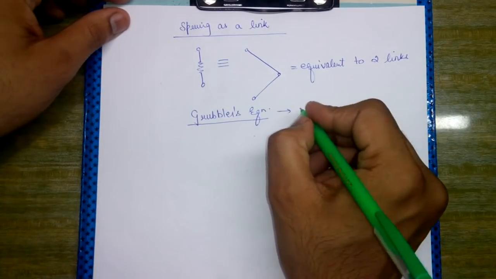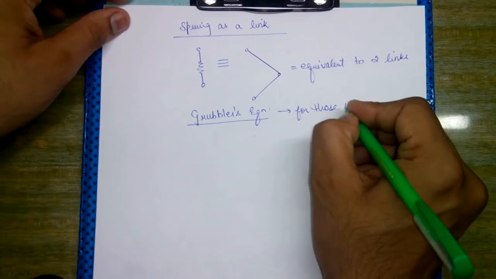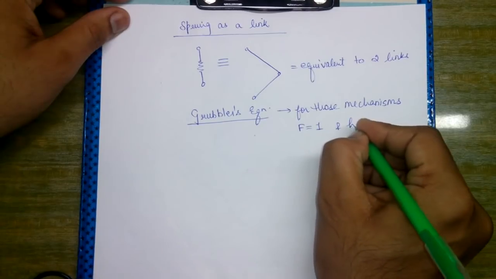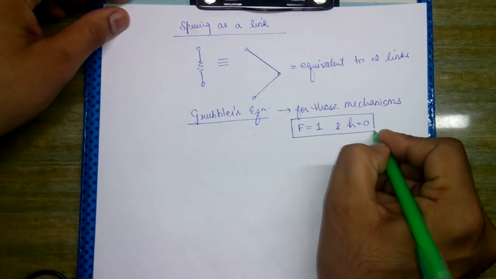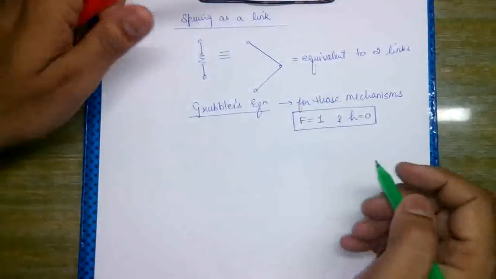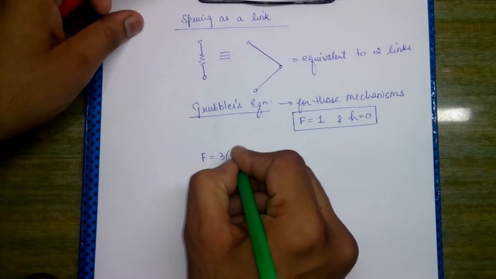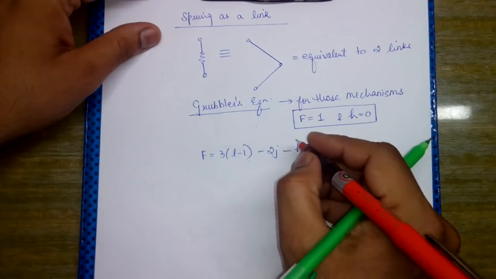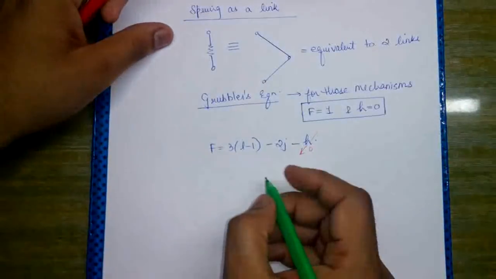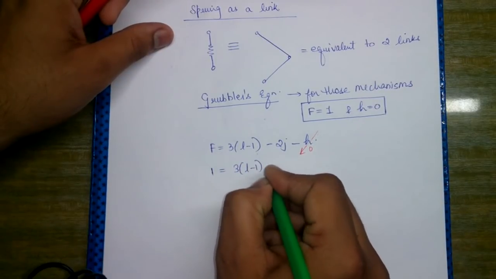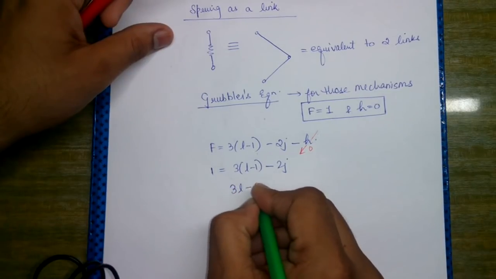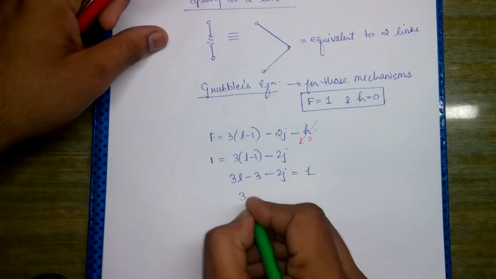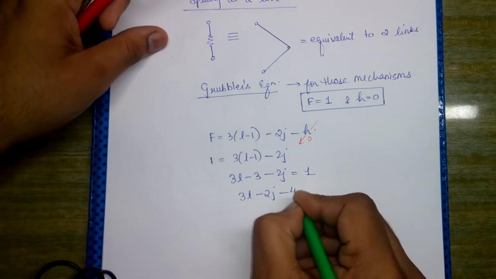According to the Grubler equation, for those mechanisms where degree of freedom is 1 and number of higher pairs are 0. So Grubler actually assumed that for 1 degree of freedom and 0 number of higher pairs, what he did was F is equal to 3 into (L minus 1) minus 2j minus h. In the Kutzbach equation he actually modified it, and since h was 0, this part becomes 0, and degree of freedom to be 1 is equal to 3 into (L minus 1) minus 2j, so this can be 3L minus 3 minus 2j is equal to 1, so 3L minus 2j minus 4 would be equal to 0.